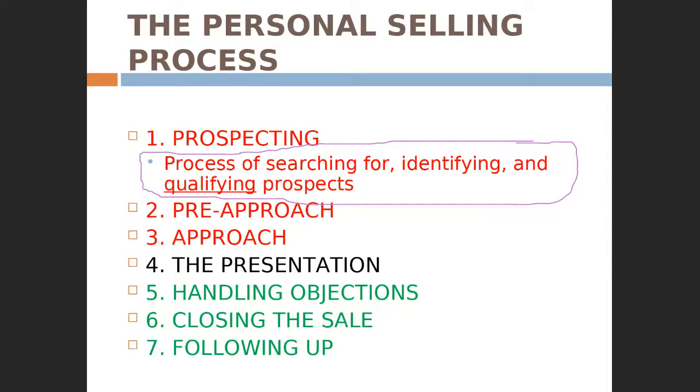Approach. Again, this is where you walk into somebody's office or somebody walks into your office and you shake hands and you basically are ready to make the presentation. So what do you do in case of number 2, which is pre-approach? This is where you do your homework.